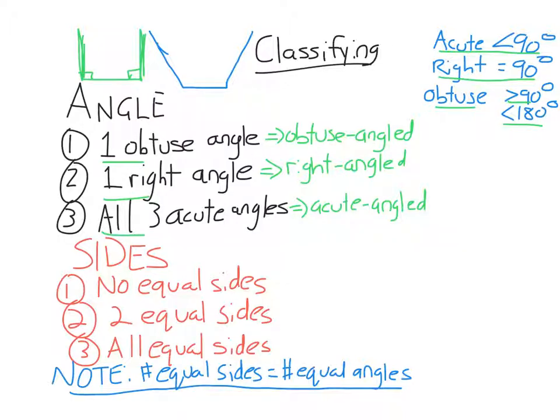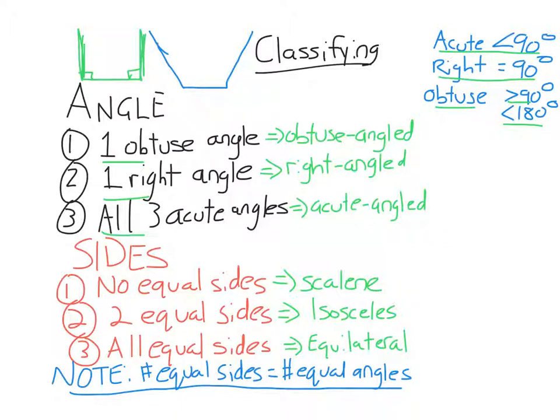So we have special names for classifying sides. If it has no equal sides, it's called a scalene triangle. Note the spelling, please. If it has two equal sides, it's called isosceles. Once again, note the spelling. And if it has all equal sides, it's called equilateral. So each triangle can be classified according to both an angle name and a side name.